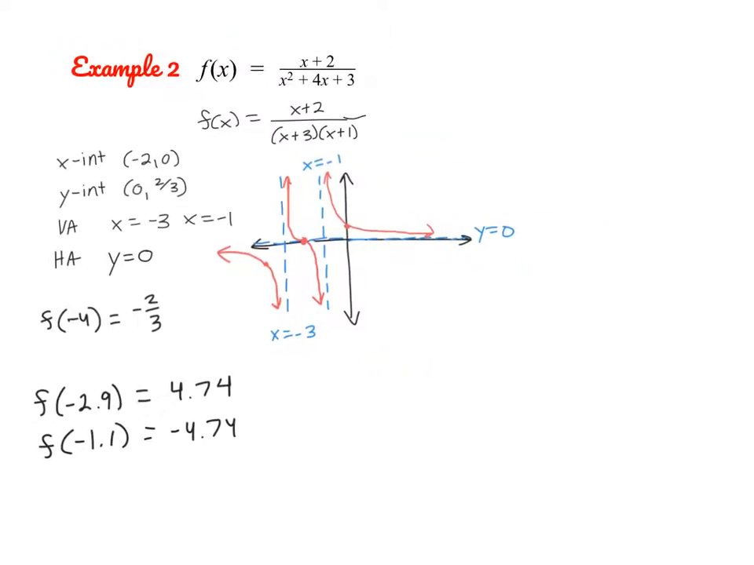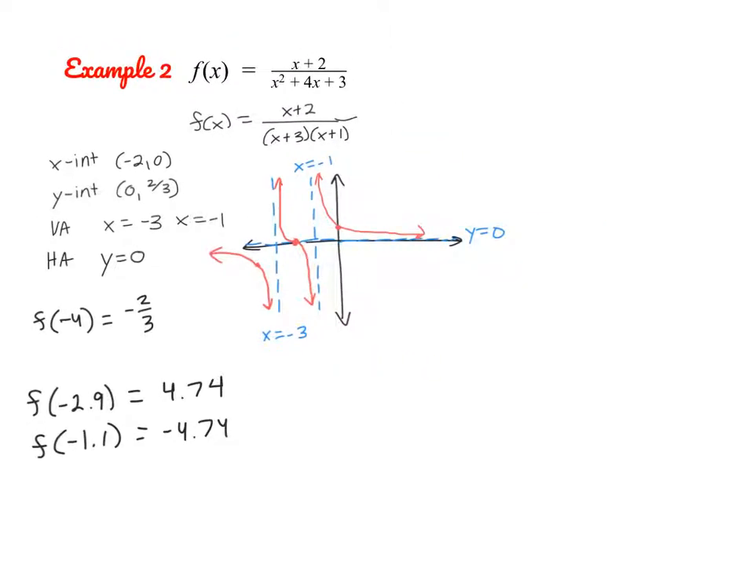So now that I have my graph, I can start describing the end behavior. Let's start with as x approaches positive infinity, I can see that f of x approaches 0. So as I move to the right, our graph approaches y equals 0. And it's going to be the same on the left. As x approaches negative infinity, f of x approaches 0.